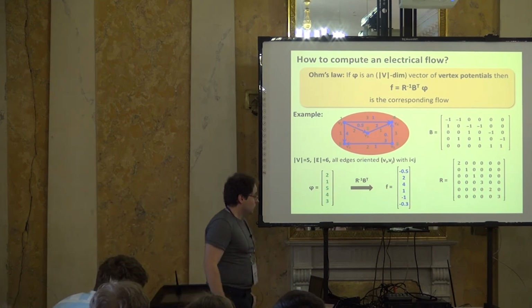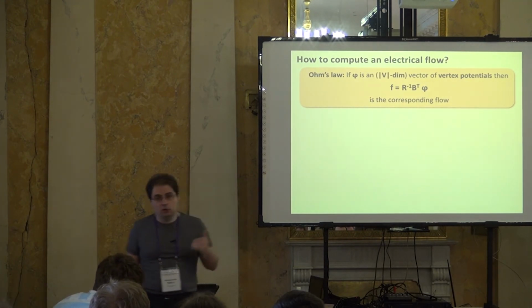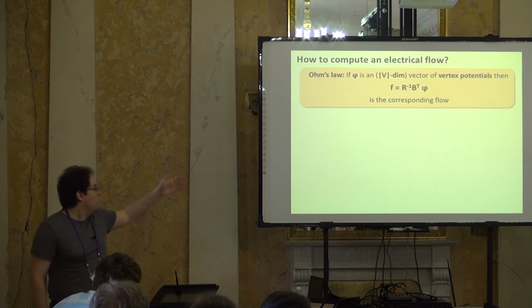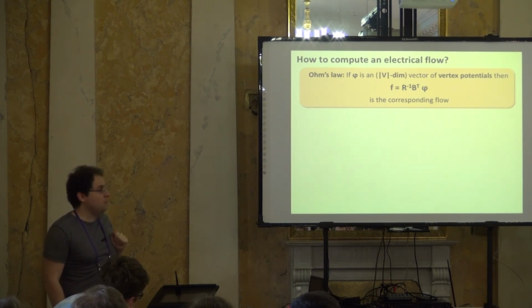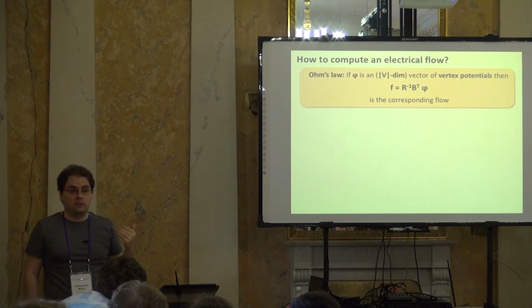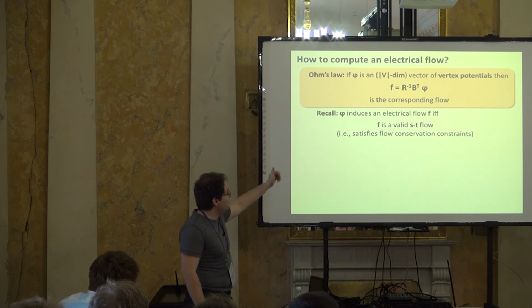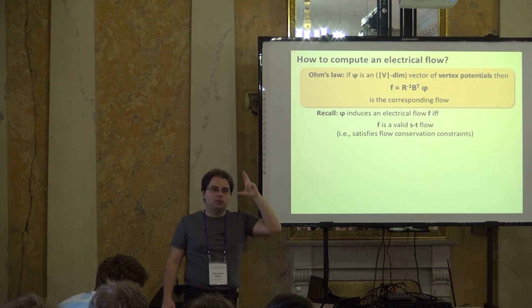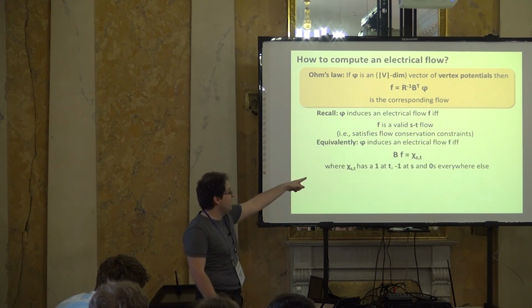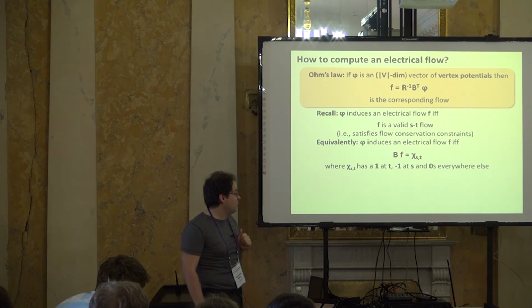Okay, good. So this is how Ohm's law works, and now we know the definition of electrical flow. We actually want this flow induced by the potentials to be a unit s-t flow. So what does that mean? If I have a flow F, which I also think of as a vector, how would I check the condition that this is a unit s-t flow? It turns out I use the same matrix B again, but without the transpose.